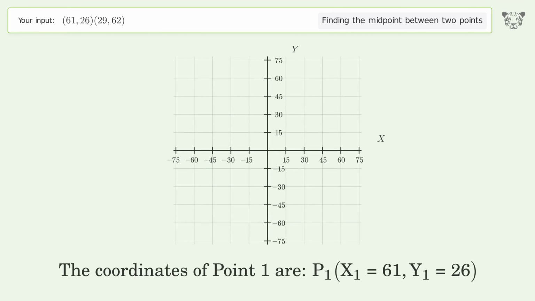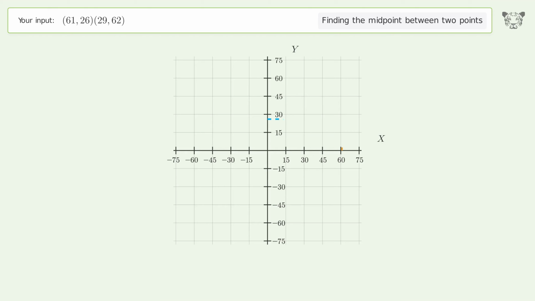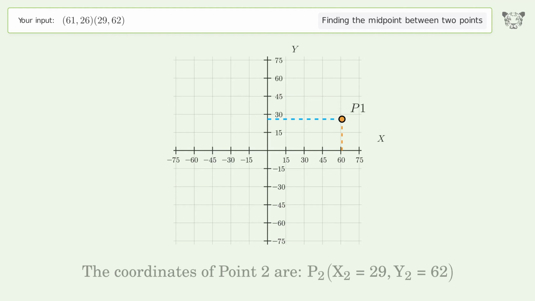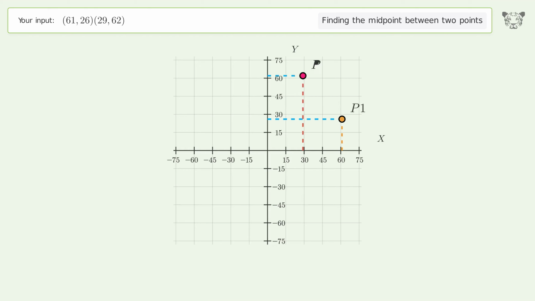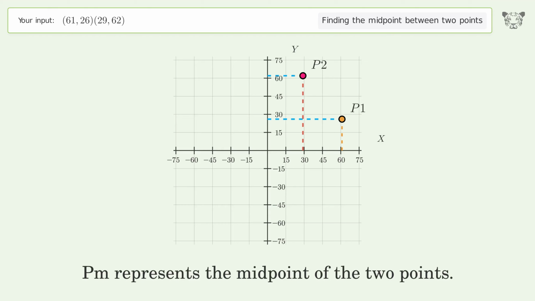The coordinates of point 1 are, x1 equals 61, y1 equals 26. The coordinates of point 2 are, x2 equals 29, y2 equals 62. PM represents the midpoint of the 2 points.